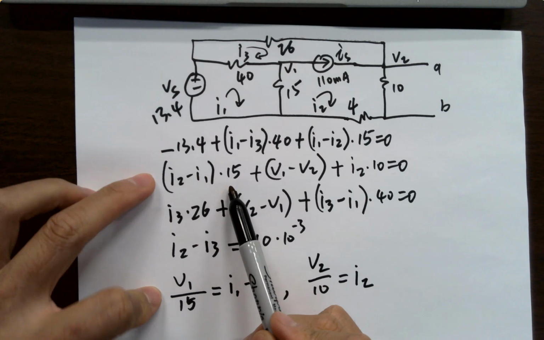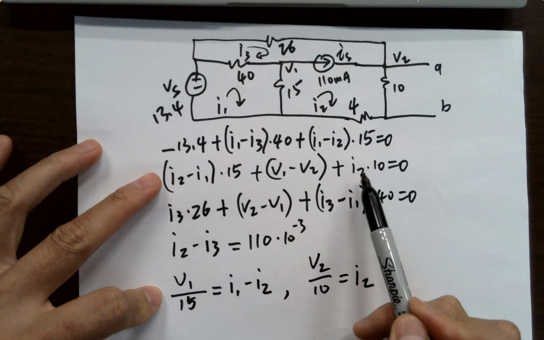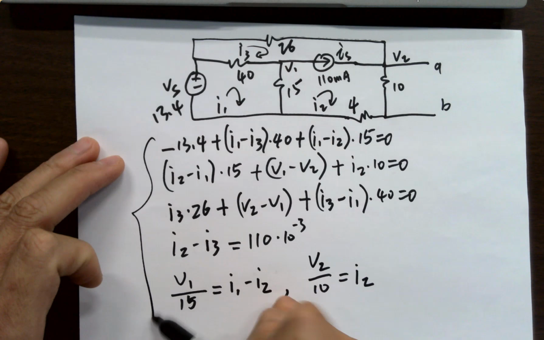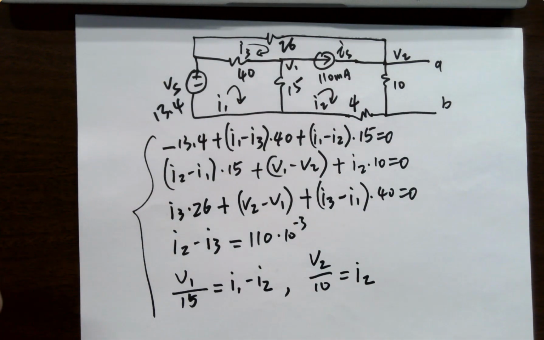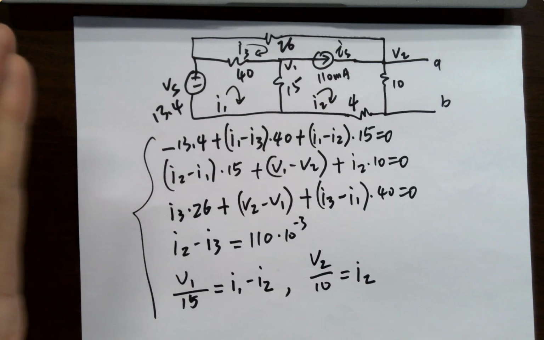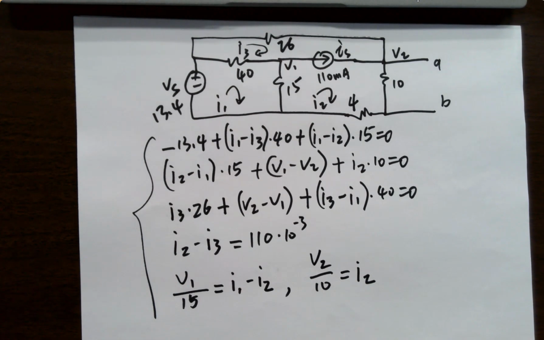I don't know, if there's something redundant you will figure out later, but now we have I1, I2, I3, V1, V2, right? 5 variables. I got 6 equations. It's okay. Eventually you'll find out one of them is redundant, but it's alright. We'll figure things out.